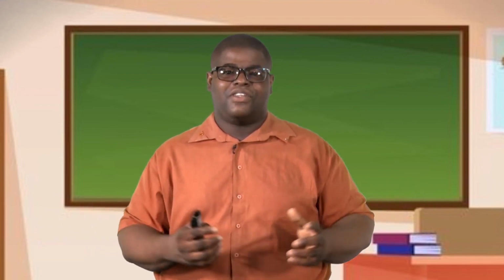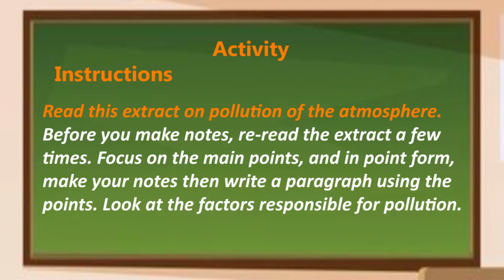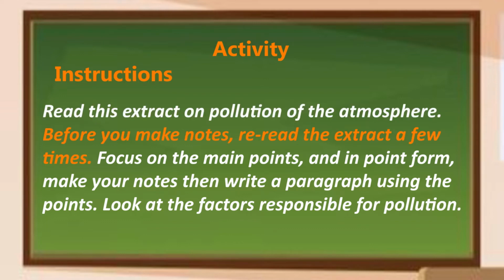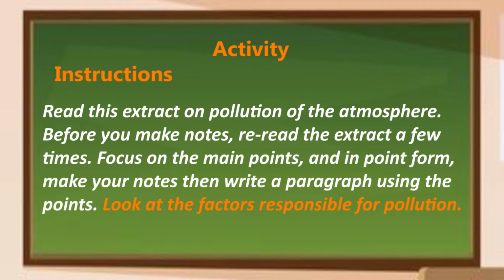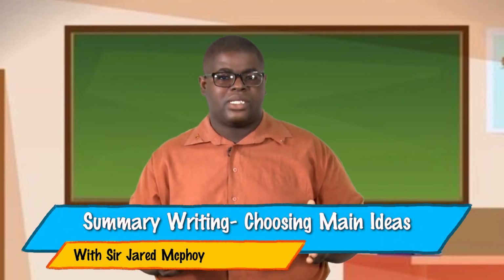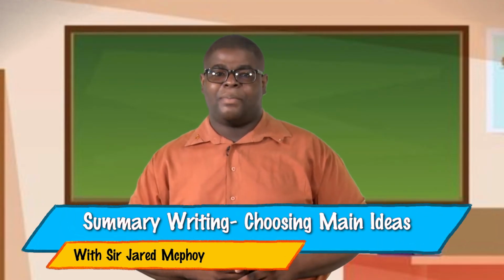Now, an activity for you. I want you to read this extract on pollution of the atmosphere. Before you make notes, reread the extract a few times. Focus on the main points and in point form, make your notes. Then write a paragraph using the points. Look at the factors responsible for pollution. Now we know the instructions are very important. Now let's look at the paragraph.